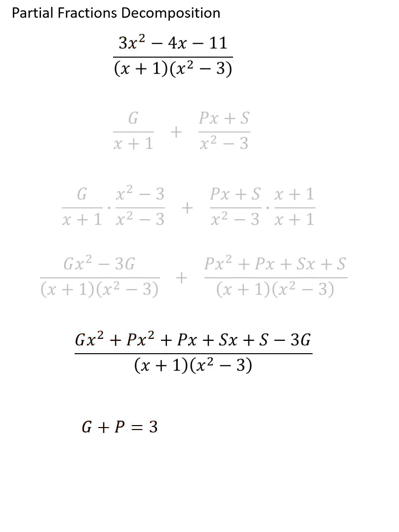Secondly, the only way these expressions can be equivalent is if the two x terms in the bottom combine to make negative 4x. And therefore, it must be true that p plus s equals negative 4. And thirdly, the only way these expressions can be equivalent is if the constant terms on the bottom add up to negative 11, thus creating my third equation here.